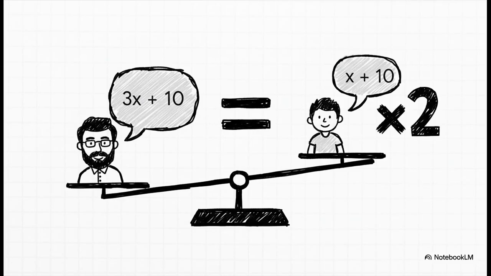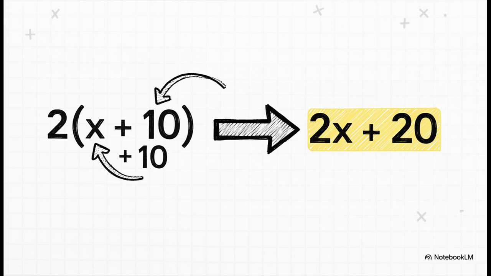Now we can build our equation. We know that in 10 years, the father's age, which we figured out is 3x plus 10, is going to be equal to twice the son's age, which will be x plus 10. So we just write that out. 3x plus 10 equals 2 times the quantity of x plus 10. And there it is. Now we just do a little bit of algebra to simplify.